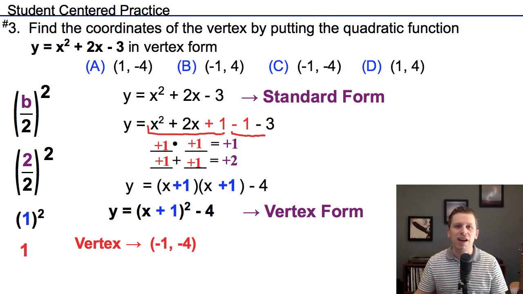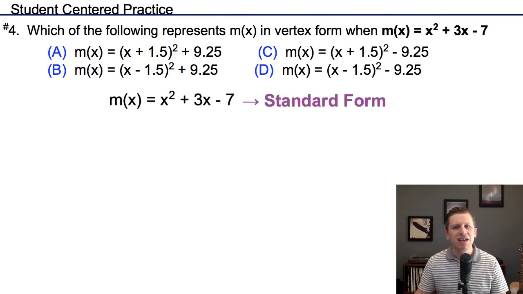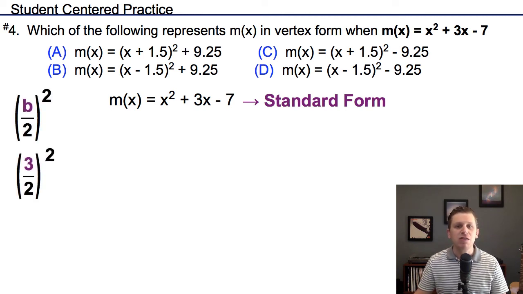Let's try one final example. In this problem here, which of the following functions represents m of x when it's written in vertex form? When we rewrite m of x, we can see that it's written in standard form. In order to take something from standard form and put it into vertex form, we have to complete the square. In order to complete the square, take half of the b value and square it. The b value here is 3. When you take half of 3, you get 1.5, and 1.5 squared is 2.25.